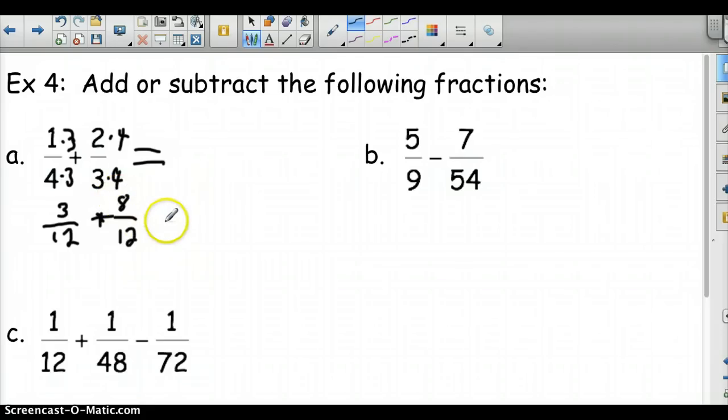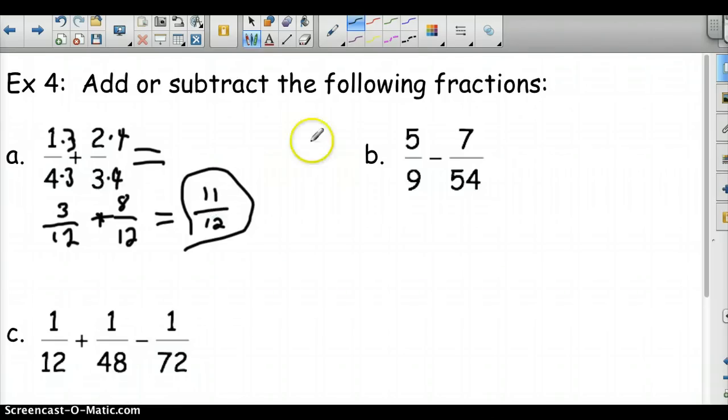So 2/3 is 8/12. And when we add with a common denominator, we just add across the top. 8 plus 3 is 11. And the denominator does not change. 11/12. Final answer in this case.